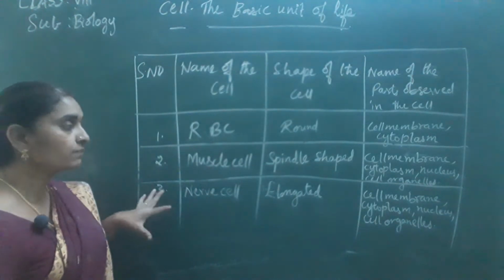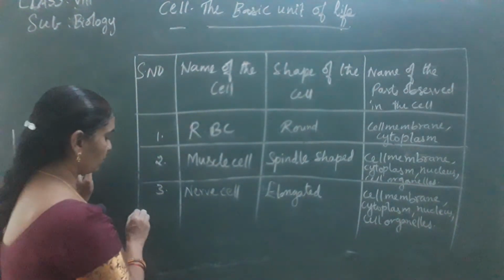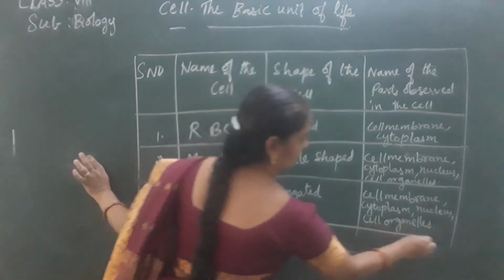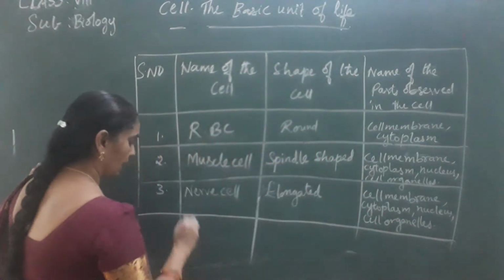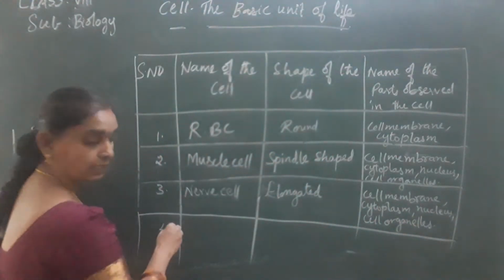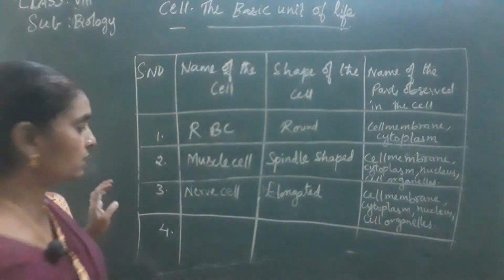So this is about the nerve cell that you have studied in the previous class. So that you have understood so far. Next, the fourth one that is given is the bone cell.